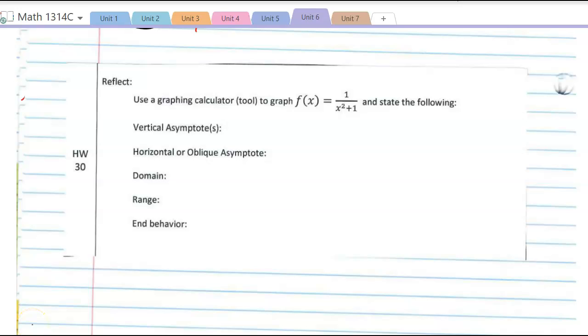Now let's turn our attention to the reflect of the page. Our job here is to graph f of x, which is 1 over x squared plus 1. You can use a graphing calculator or tool to do this, and then be able to state vertical asymptotes, horizontal or oblique asymptotes, domain, range, and end behavior. So after the lecture videos today, you should be able to know what horizontal and oblique asymptotes are and how to find them. And that concludes this video.